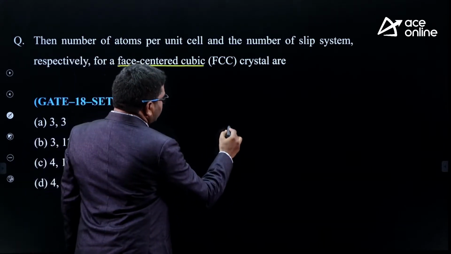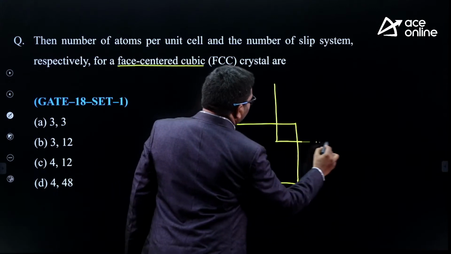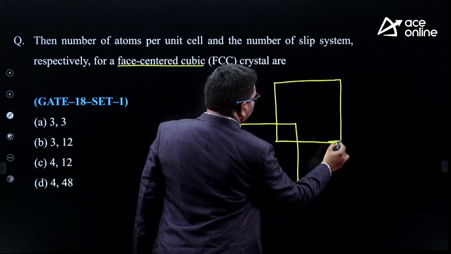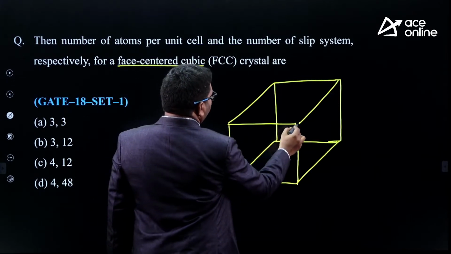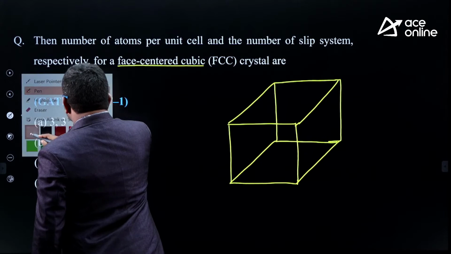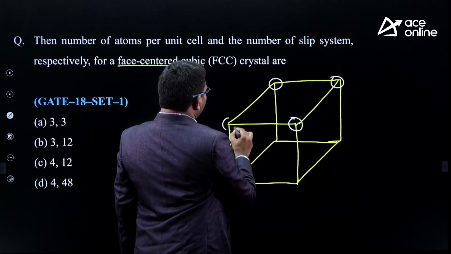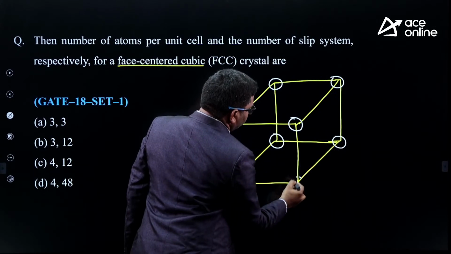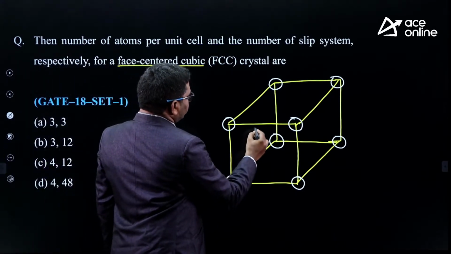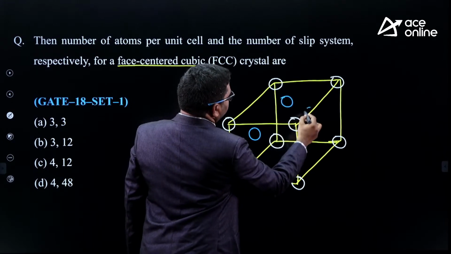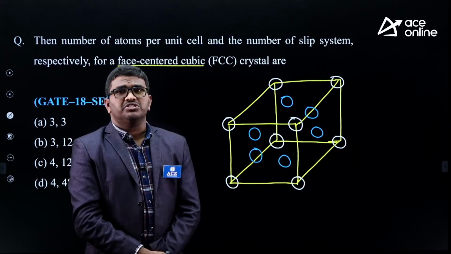In a face-centered cubic structure, how are the atoms arranged? There are 8 atoms arranged at 8 corners of a cube, and 6 atoms arranged at the centers of 6 faces: the center of this front face, the back face center, right side face center, bottom face center, and left side face center. This is a face-centered cubic structure.